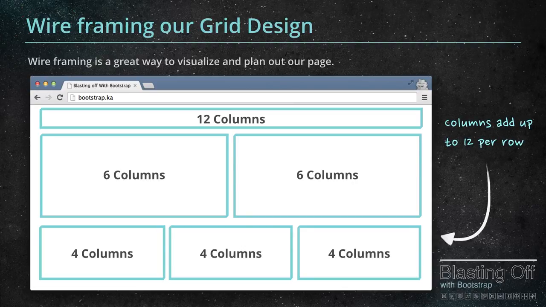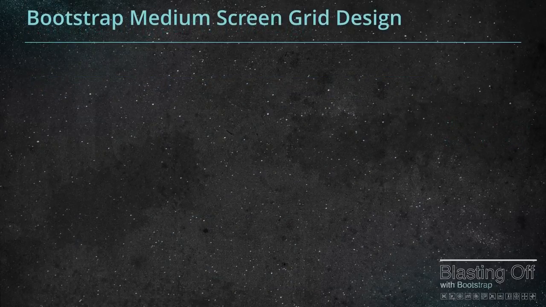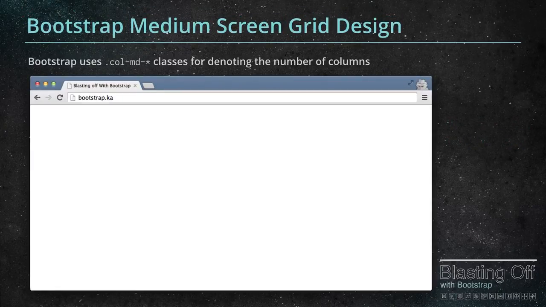In order to do this, we'll need to limit the number of columns that each of our elements can use. We can use Bootstrap's col-md-star classes, and we can denote the number of columns each of our elements takes up. The MD in this class name represents a medium-sized screen, like on a laptop. We'll explore some other screen sizes later on, but MD is a good starting point for creating your grid.